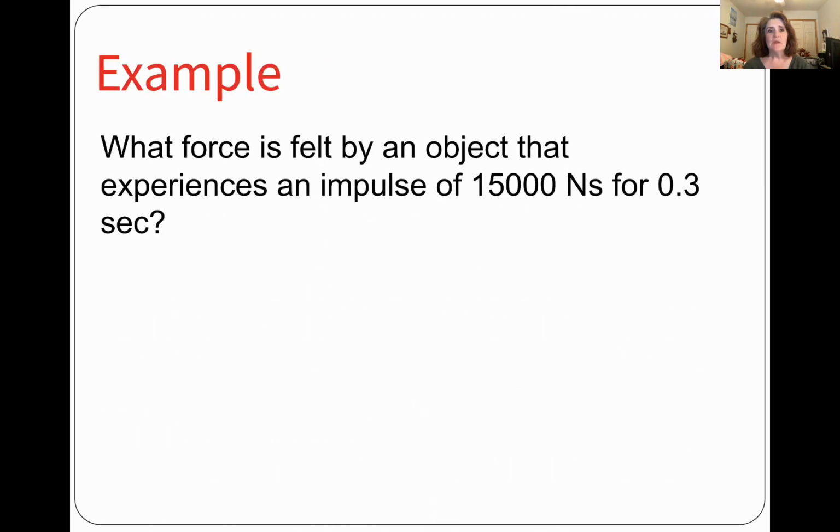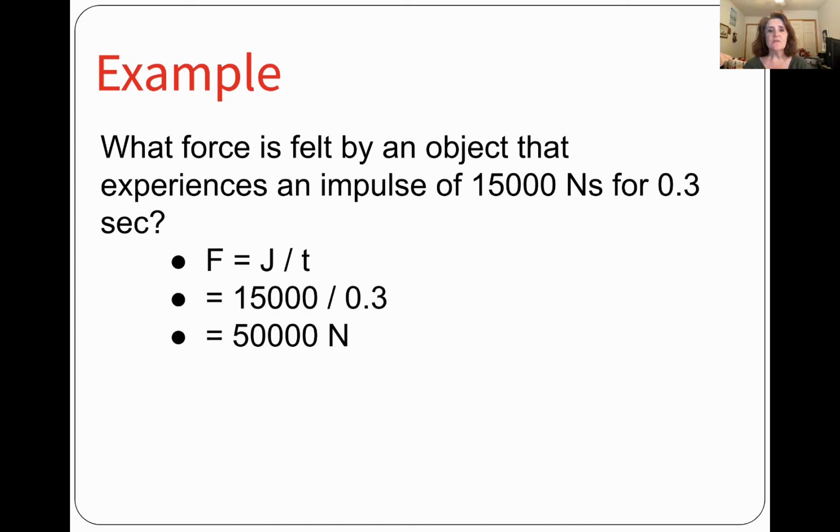Here's an example. What force is felt by an object that experiences an impulse of 15,000 Newton seconds for 0.3 seconds? F is equal to J divided by T. 15,000 divided by 0.3 is 50,000 newtons of force.